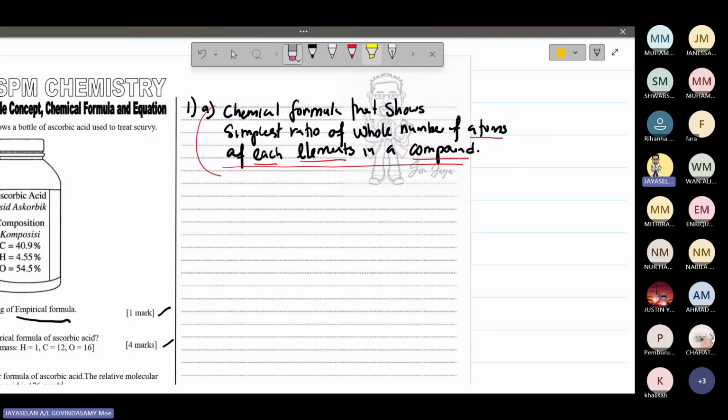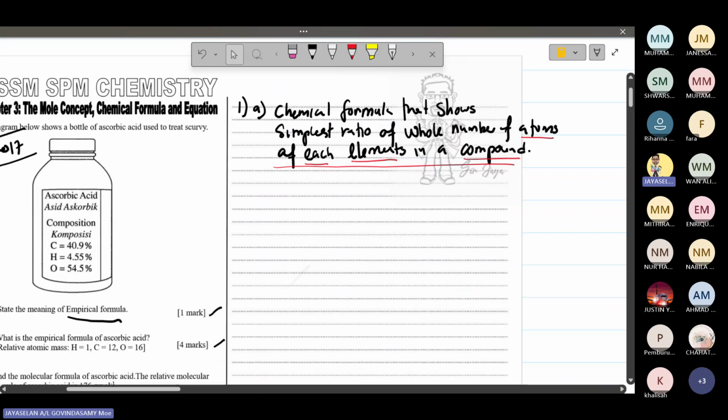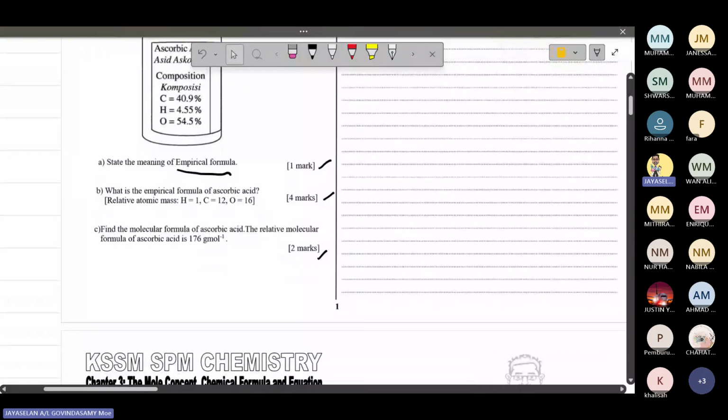Any question? Any question? So this definition shouldn't be a problem. Tomorrow exam, today memorize. So I already score 1 mark. Okay, now I want to score the 4 marks.